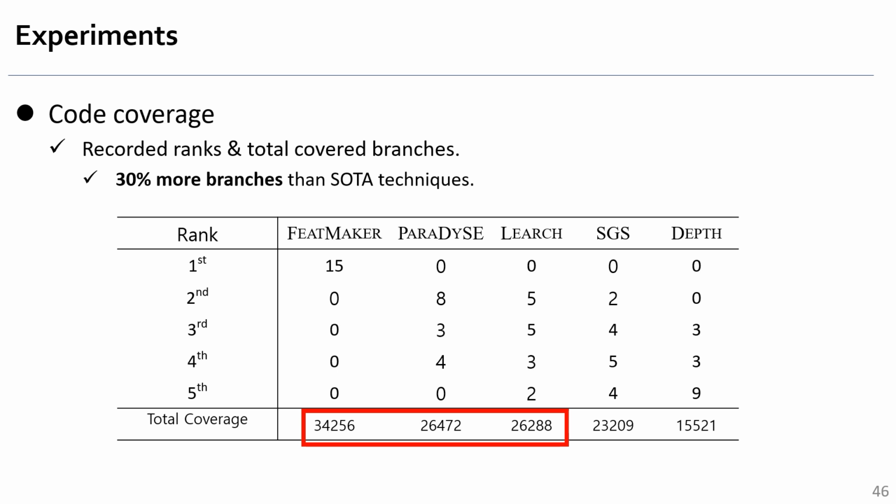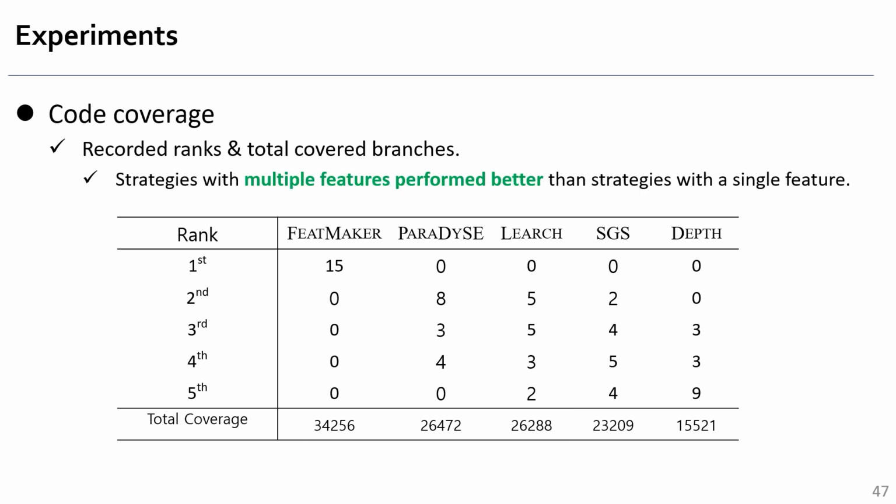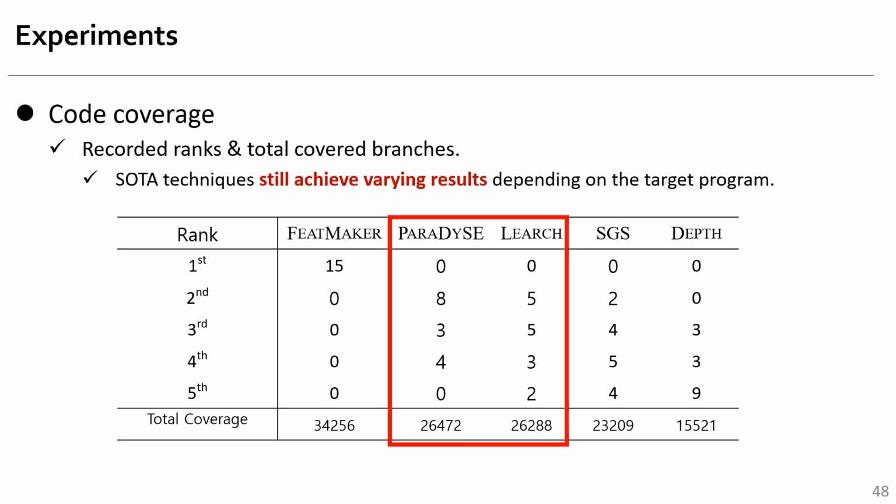And we observed some interesting results from the recorded rank. General strategies with multiple features, like Paradise and Lurch, achieved better results than single-featured strategies. But those strategies still achieved unstable results depending on the target program, unlike FeatMaker. At least in this experiment, we can say that FeatMaker is the only search strategy that truly achieved stable, good results.